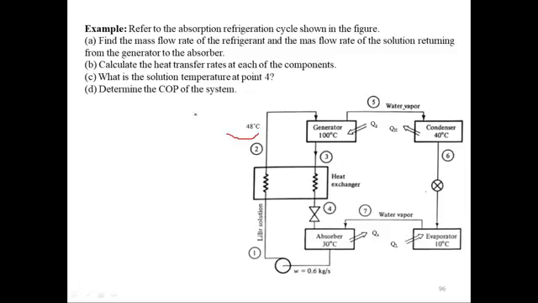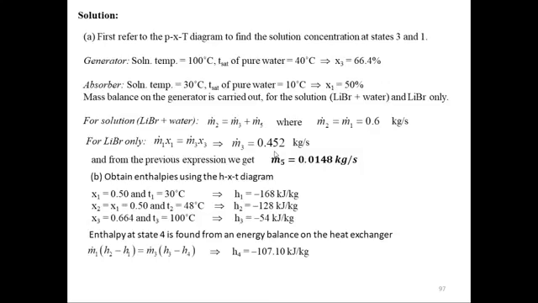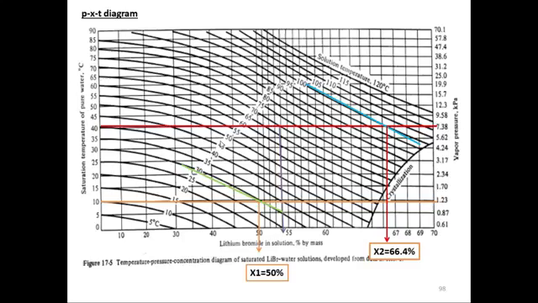Okay, moving on. The first thing is that we want to use our P-X-T diagram and draw the temperature and pressure lines for the absorber and the generator, and then with the help of that find out the concentration, because we know the solution temperature also. So I have drawn that figure here. If you see, this is the absorber. The absorber is at 30 degrees. This is the evaporator at 10 degrees centigrade and the condenser at 40 degrees centigrade.